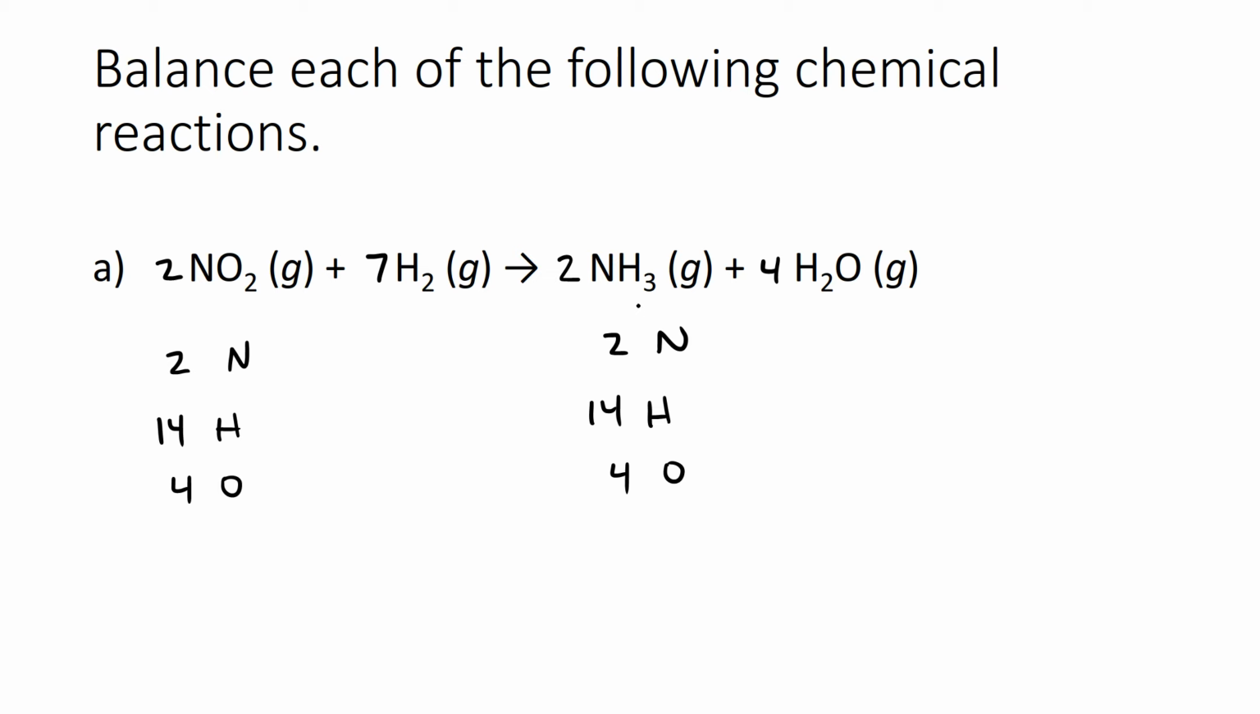On the right side, we have 2 nitrogens. We have 6 plus 8 hydrogens, which is going to give us 14, and 4 oxygens. So 2, 7, 2, 4 is going to give us the correct answer there.